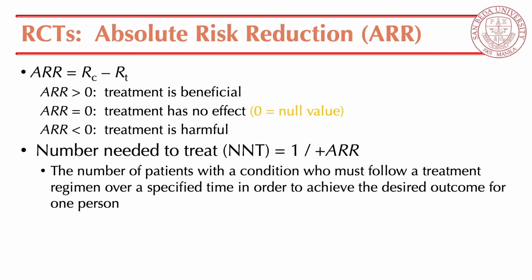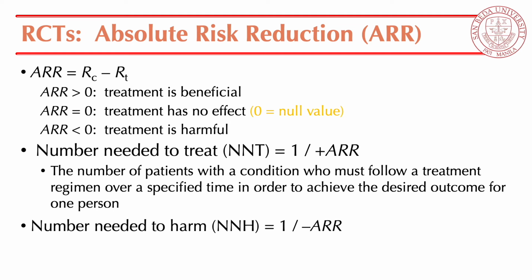Now, what if the ARR is negative? If you get its reciprocal, you get the number needed to harm. It is interpreted in the same way as NNT, only now, instead of prevention of the outcome, the interpretation involves causing the outcome. So, an NNH of 6 means that when you treat 6 patients with a new drug, it will cause 1 new death among those you have treated. Now, the smaller the NNH, the bigger the negative impact of this new treatment.